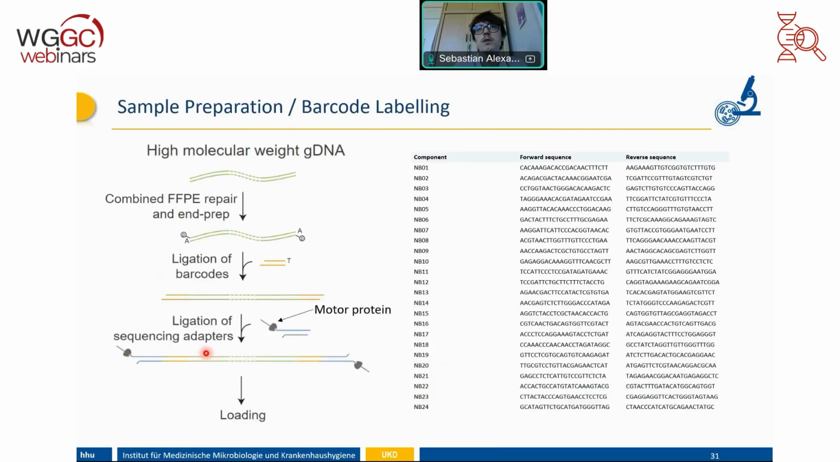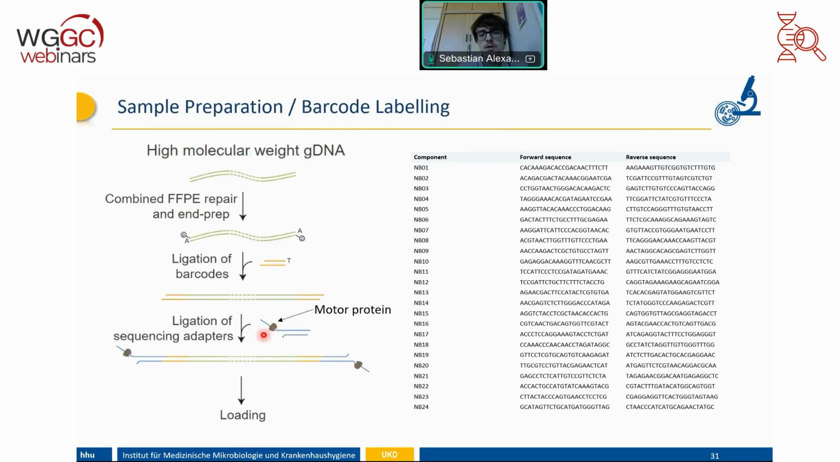A flow cell costs around 900 to 1,000 euro. And to reduce costs, Nanopore gives us the opportunity of multiplexing. So what you do is you have your high molecular weight DNA you want to analyze, and you ligate a specific barcode to your DNA. In this case, there are 24, but there are also kits with 96 different specific sequences. And after this, you ligate the motor protein to the barcode.